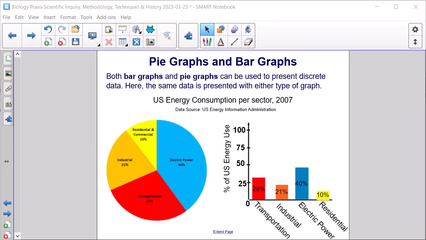Pie graphs and bar graphs. Both bar graphs and pie graphs can be used to present discrete data. Here, the same data is presented with either type of graph. This is U.S. energy consumption per sector in 2007, presented as a pie graph and as a bar graph.